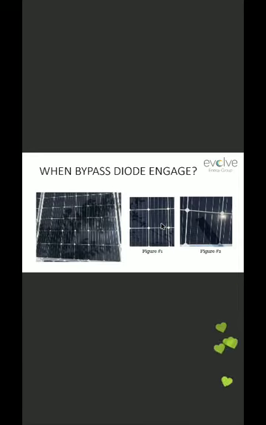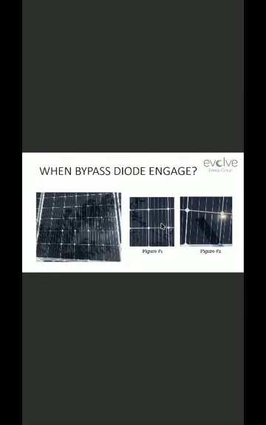So we discussed both the products before. What is an optimizer and what is a bypass diode in a panel. When optimizers come into action and when the bypass diode will engage into action. That is what we're discussing now.